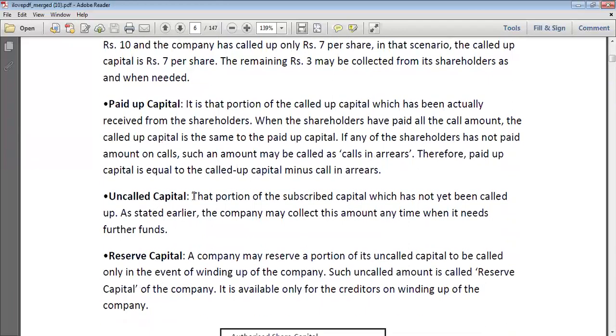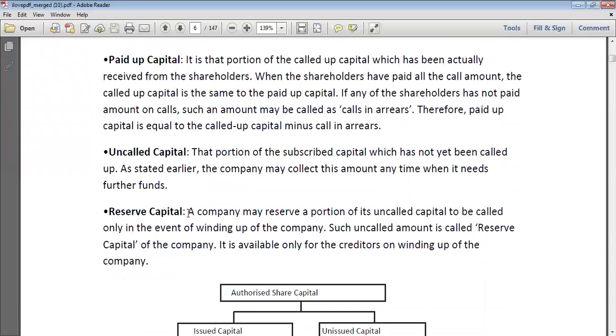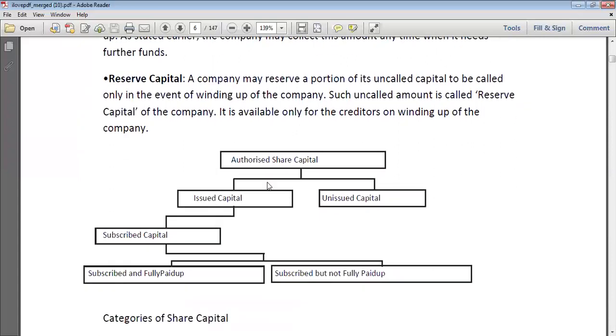And what is uncalled capital? That portion of subscribed capital which is not yet called by the company is known as uncalled capital. And reserve capital is that portion which a company reserves for the safer side. That amount can only be called at the time of winding up of the company, at the time of liquidation, at the time of ending of the company. Okay, so these are the types of share capital.